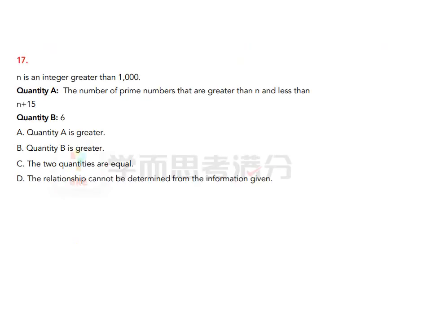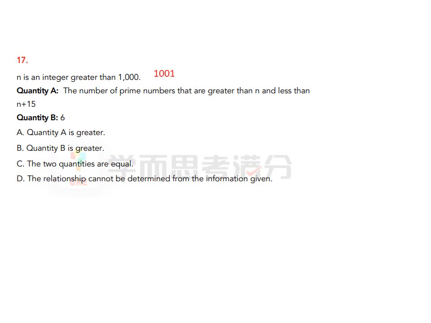Okay, in the following question, n is an integer greater than 1000. Quantity A is the number of prime numbers that are greater than n and less than n plus 15. We need to find out whether quantity A is greater or quantity B is greater, or both are equal, or the relationship cannot be determined from the given information.